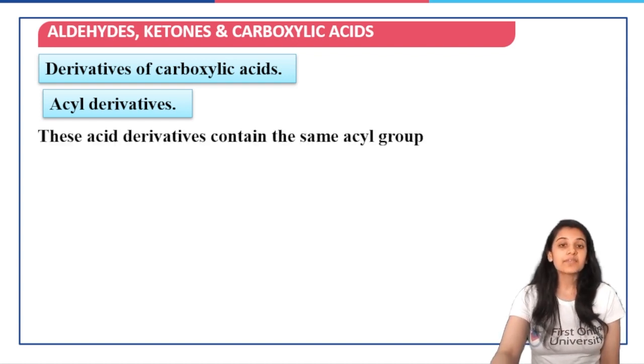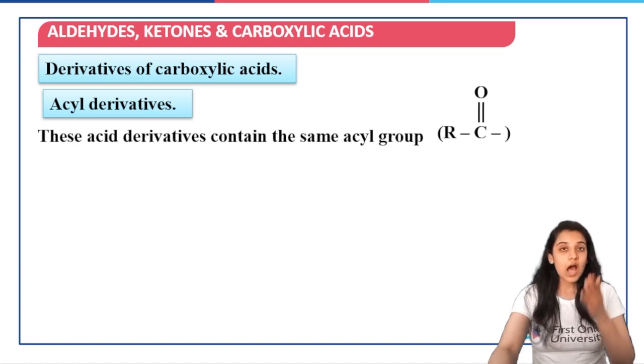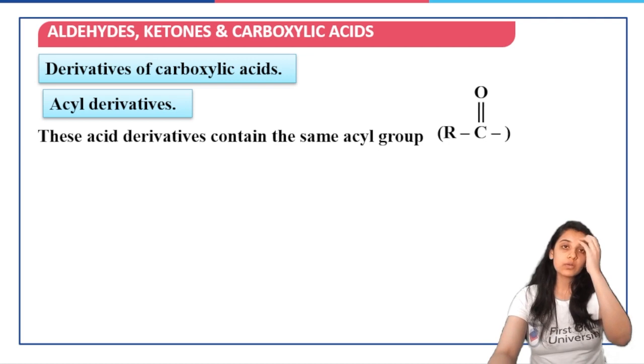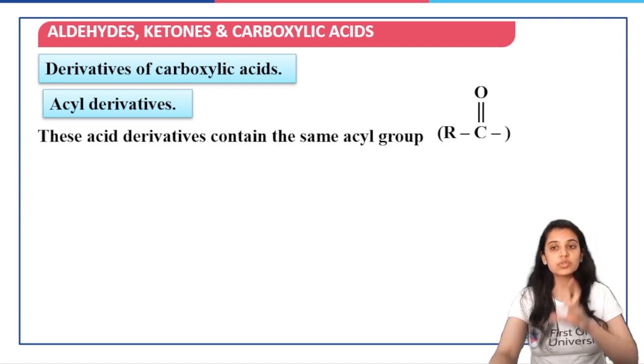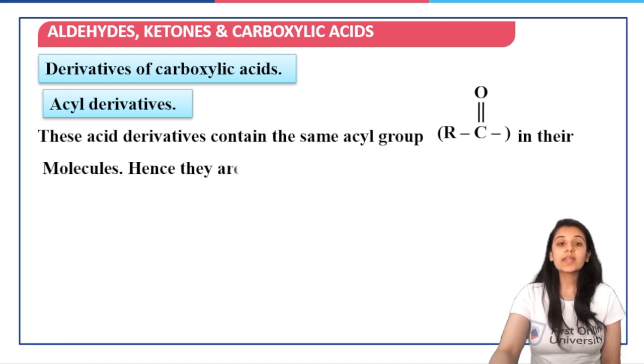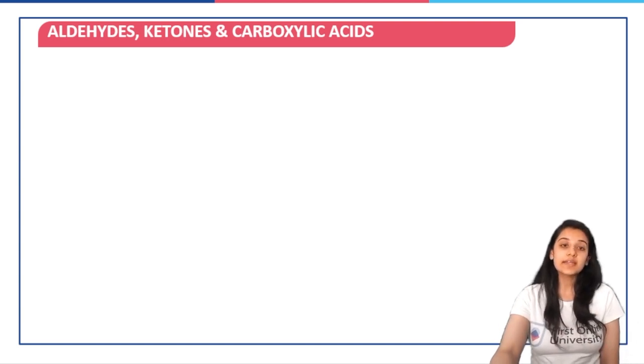Now what are acyl derivatives? The ones which contain an acyl group. That is, they contain the same acyl group, that is R, C double bond O, and there is going to be one group attached to the carbonyl carbon. So when we have an acyl group R, C double bond O in the molecules, they are also known as acyl derivatives.